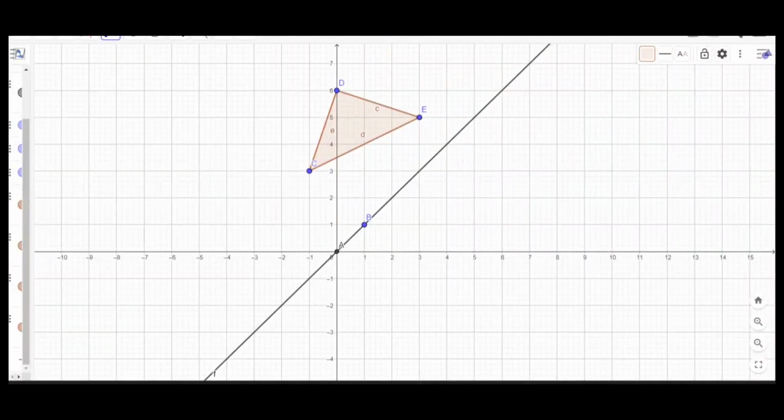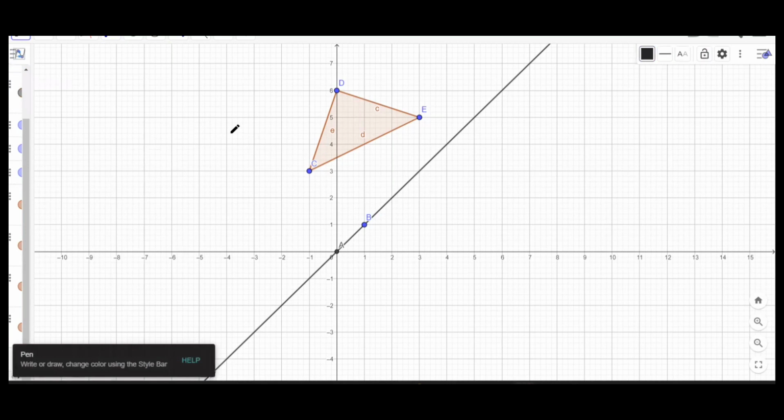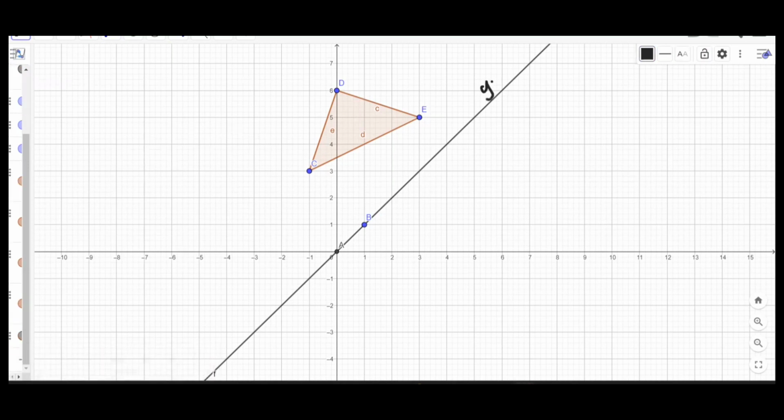All right, welcome back to Daily Math Concepts. What we're looking at today is a reflection. But this time what we want to look at is a reflection in the line y equal x. So our mirror line today is y equal x, and here it is. This is the line y equal x.